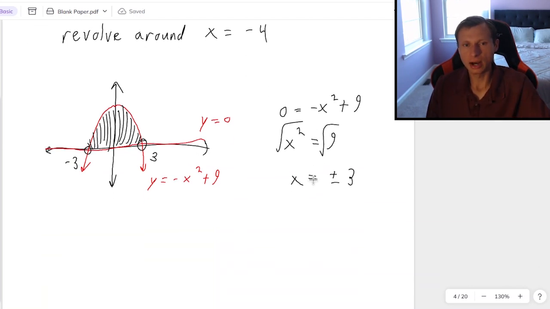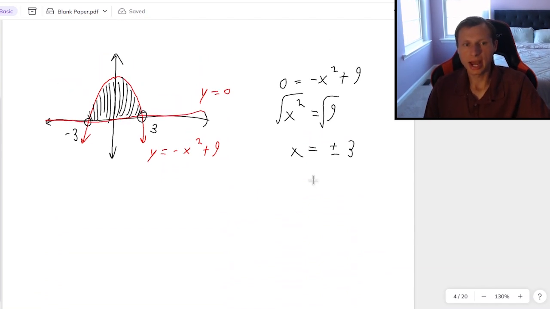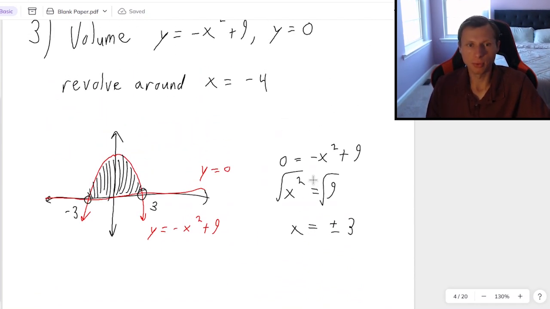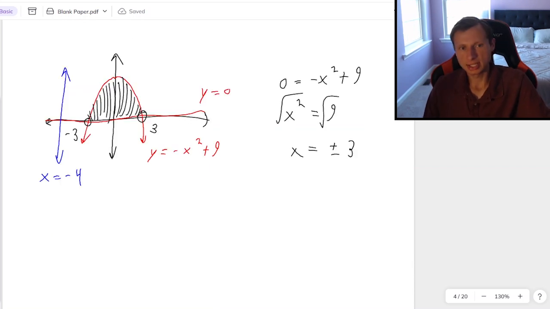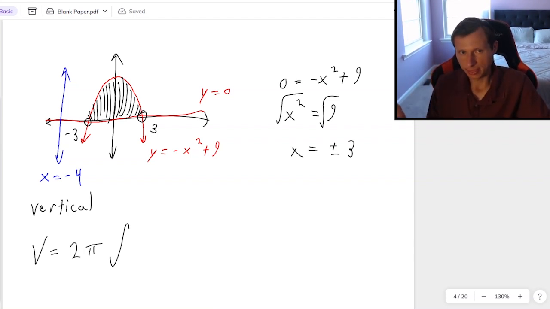Now, if I want to plug in the formula, remember the axis of rotation, that's x equals negative 4. We just said negative 3 is over here, so negative 4 is just to the left of that. And we notice it's a vertical axis of rotation. So that means I'm going to follow the vertical axis formula. Volume equals 2 pi integral from x1 to x2, left point to right point. Remember, it's just the points of the area, not the axis of rotation. In other words, I'm saying it's -3 to +3, not -4. That does not matter for the bounds.